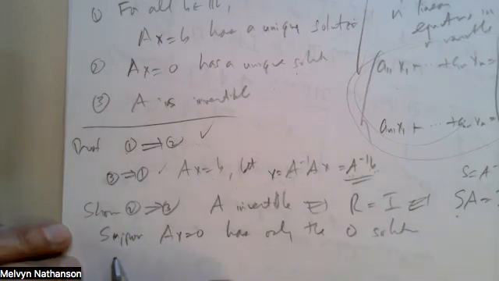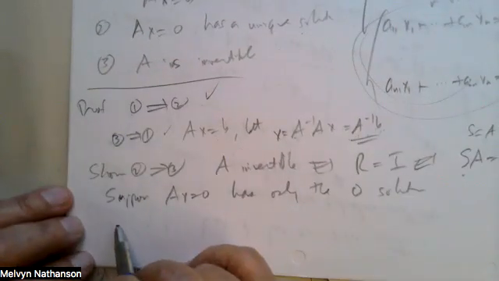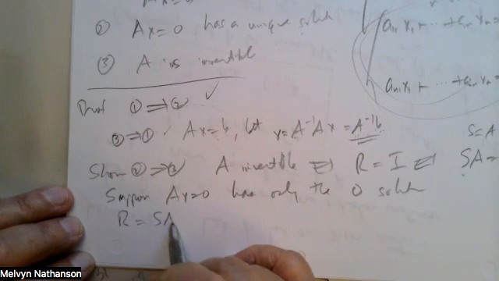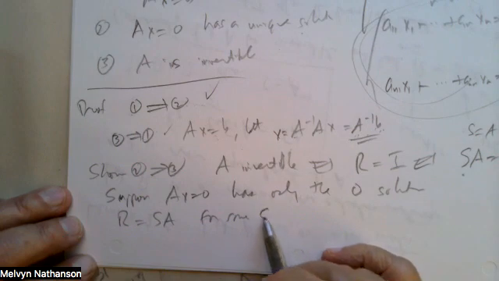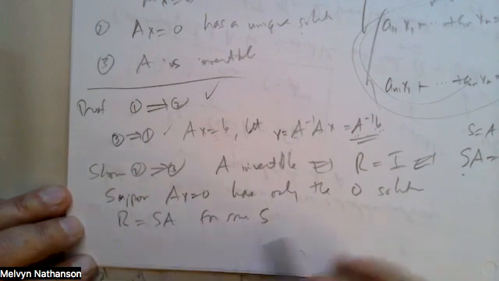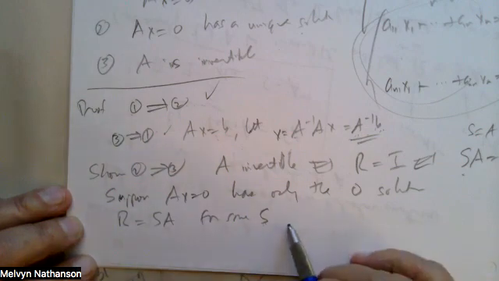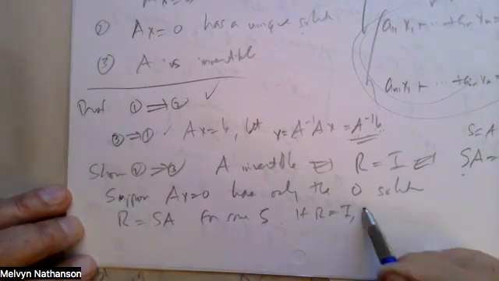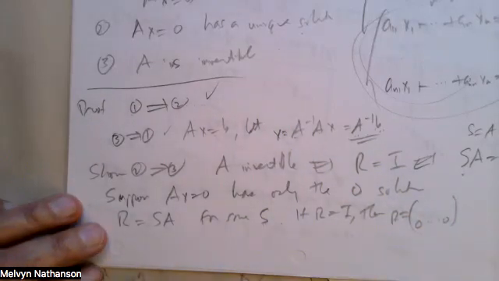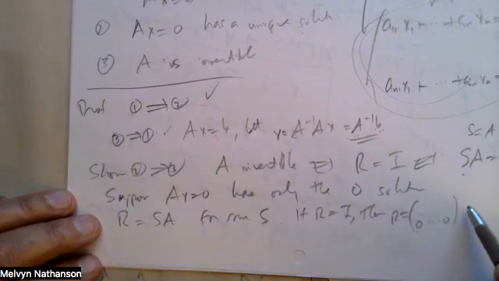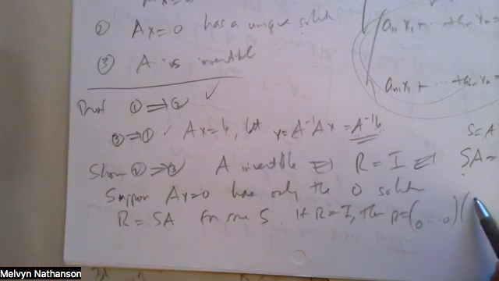We have the reduced row echelon form of the matrix, R, is equal to SA for some invertible S. And if R is not the identity, then in the matrix R, the last row is all 0. So if I take any vector, how do I want to say this?